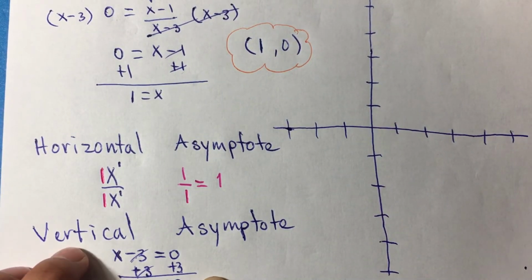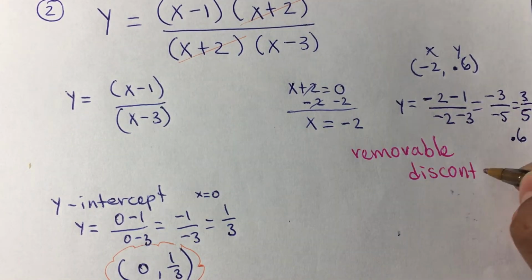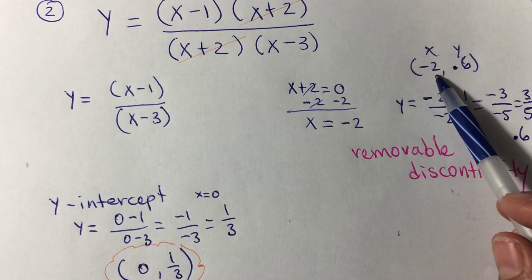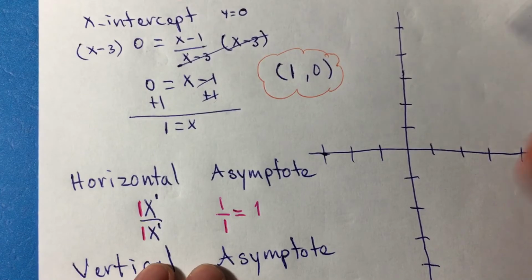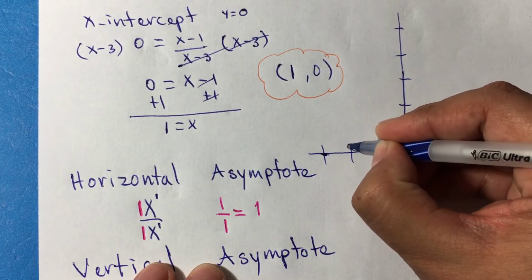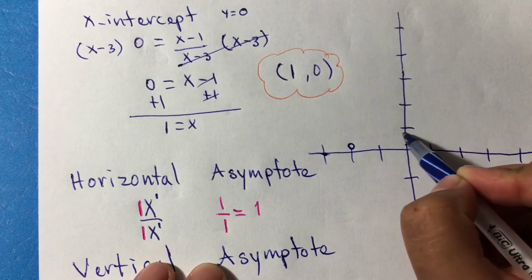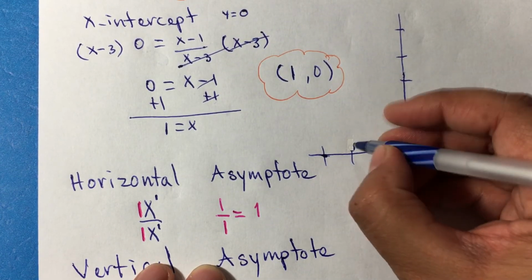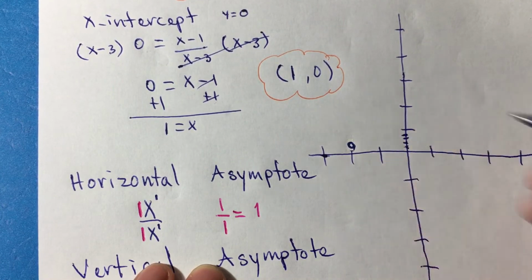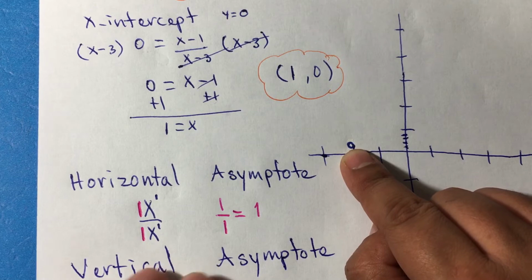Let's find that hole that we have in here. This is the removable discontinuity. So the removable discontinuity will be at negative 2, 0.6. So let's go find that. Negative 2, 0.6. Somewhere in there, it should be a little higher. You're cutting into 5 pieces and you get 3 of those. I put it way too low, so I erased it right now. Okay, so that's where my graph will go. It will cross through there, but it's empty in there. It does not cross that point.